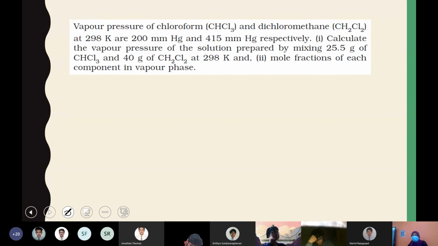So the vapor pressures of chloroform, CHCl3, and dichloromethane at 298 Kelvin are 200 millimeter mercury and 415 millimeter mercury. This is the value separately for chloroform and dichloromethane. Calculate the vapor pressure of the solution prepared by mixing 25.5 gram of chloroform and 40 gram of dichloromethane. First solve the first part, then you can go for the mole fraction of each component in the vapor phase.